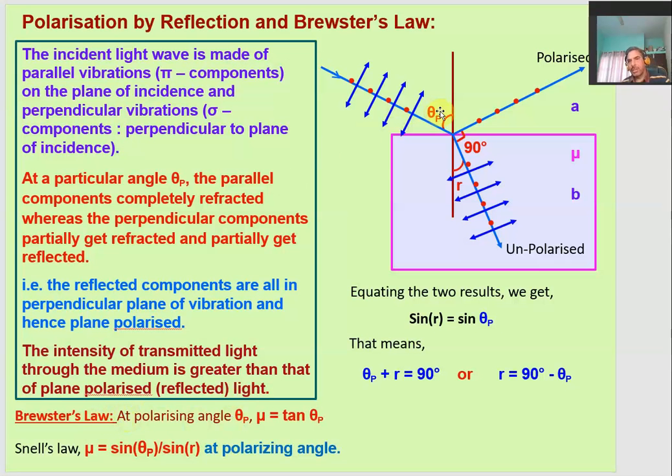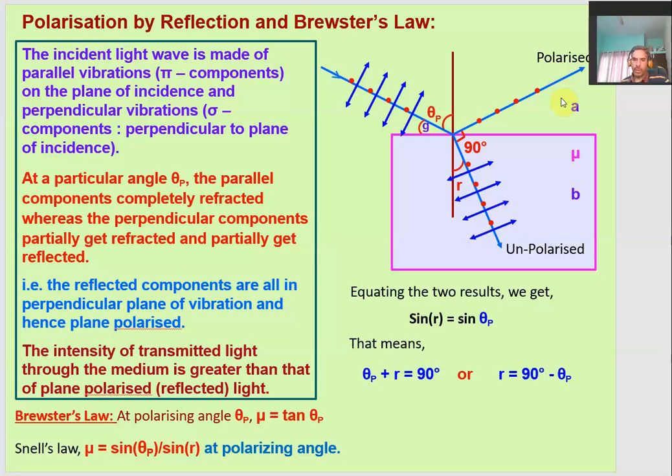This angle of incidence is called the polarizing angle when the reflected light wave is completely plane polarized light. Understand? And the angle which this incident unpolarized light makes with the surface of the medium is called the glancing angle. Of course, this glancing angle plus the angle of incidence together will be equal to 90 degrees, right? So we call this angle of incidence the polarizing angle or angle of polarization when the reflected light wave becomes completely plane polarized.